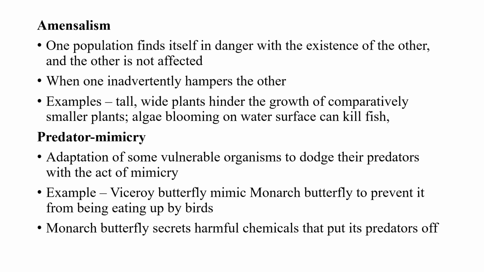Now, you also have another interaction that is referred to as predator mimicry. The predator mimicry interaction is an interaction where you have adaptation of some vulnerable organisms to dodge their predators with the act of mimicry. For example, we have the viceroy butterfly. The viceroy butterfly mimics another butterfly that is called the monarch butterfly.